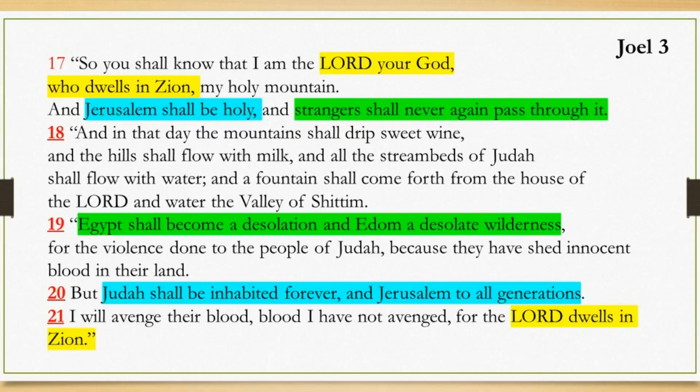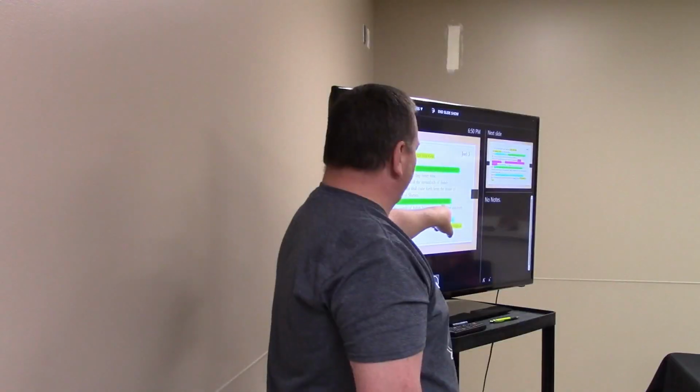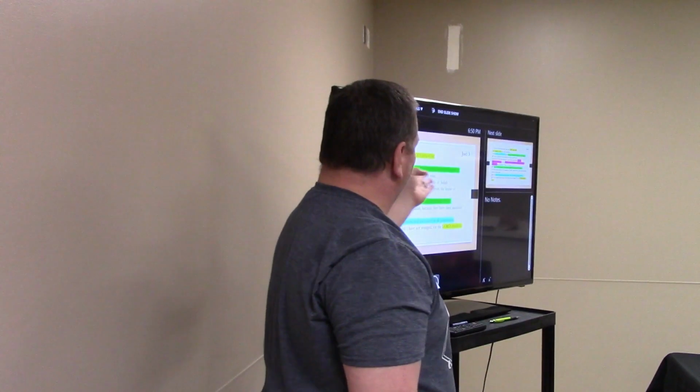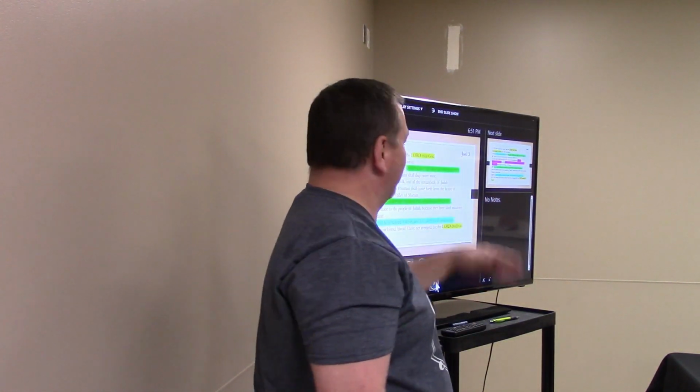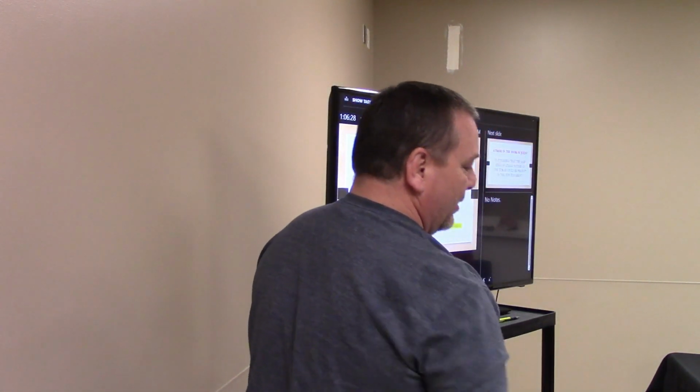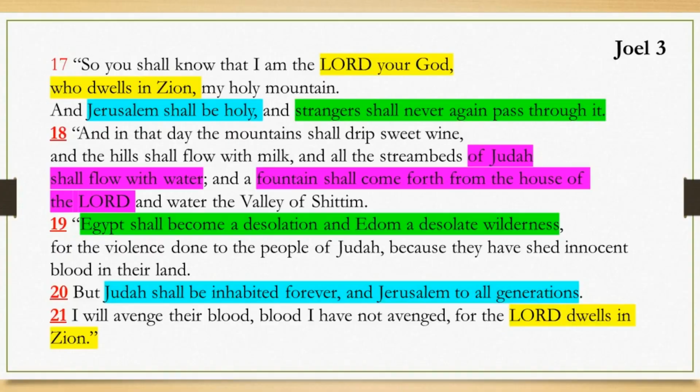Green. Strangers shall never again pass through it, talking about Jerusalem. Egypt shall become a desolation, and Edom a desolate wilderness. It means their enemies are going to be no more, and strangers will never pass through it again, because all their enemies are gone. You see that connection? And then the center is: the stream beds of Judah shall flow with water. The fountain shall come forth from the house of the Lord. Okay, it says, of Judah shall flow water.